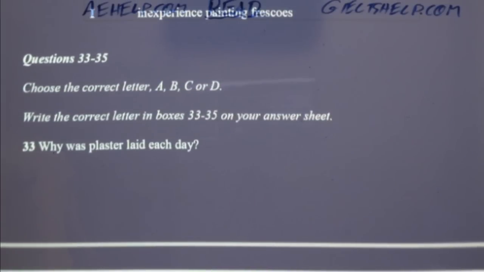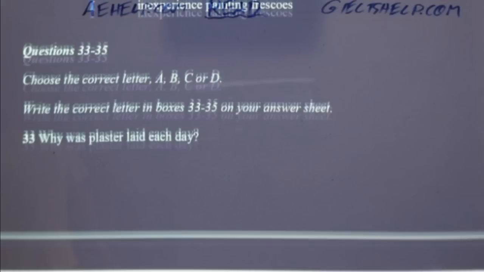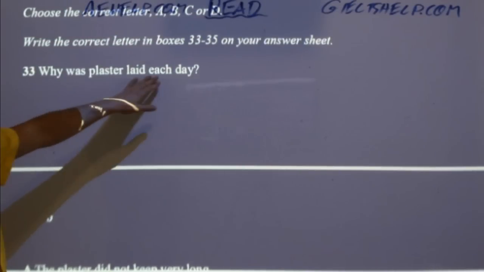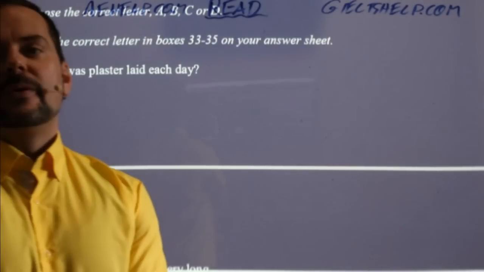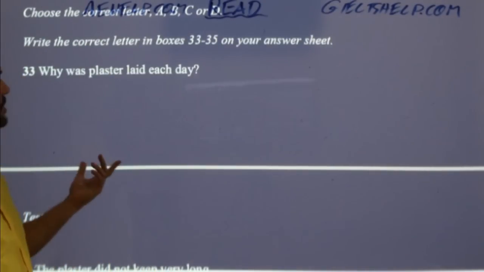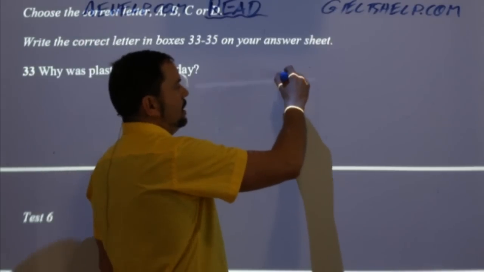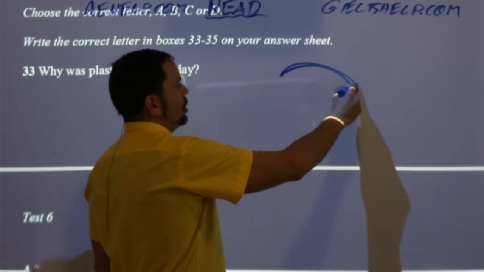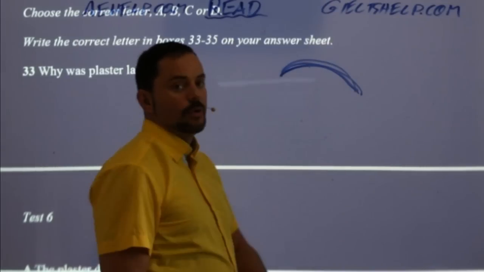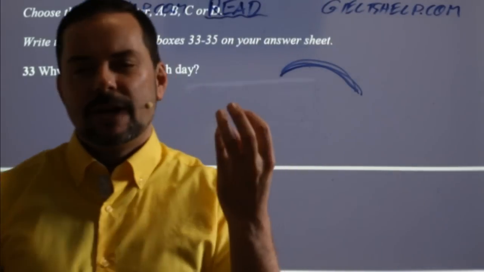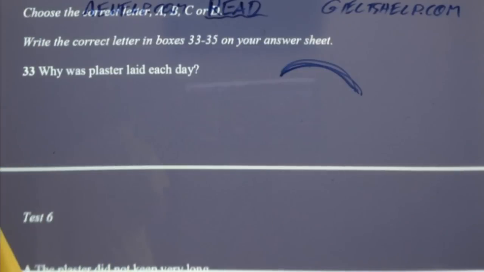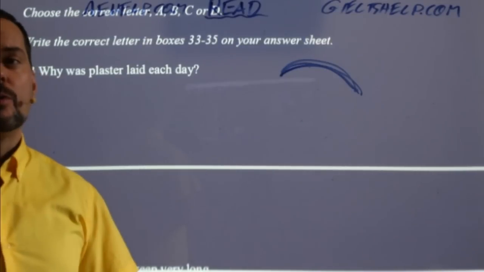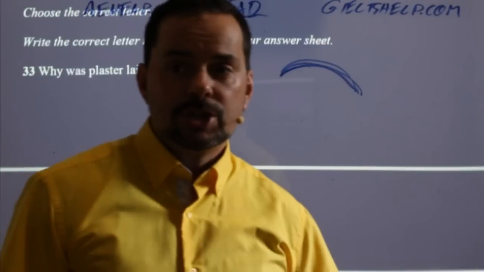All right, here we go. So multiple choice. Choose the correct letter A, B, C, or D. Why was plaster laid each day? What's your own answer? Why was plaster laid each day? So plaster is the actual kind of like concrete. It's the material on the roof. It's that white, thick material that turns into basically stone. Okay. Regina says plaster must be fresh for what? It should be fresh for what? What should it be fresh for?